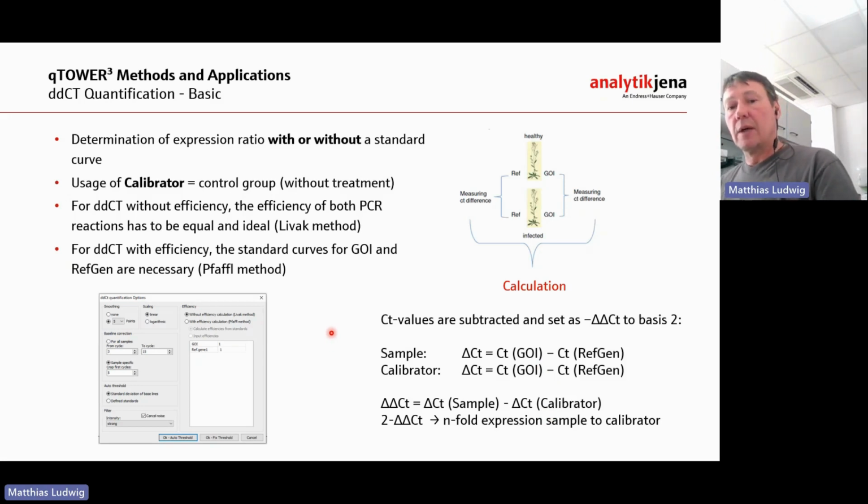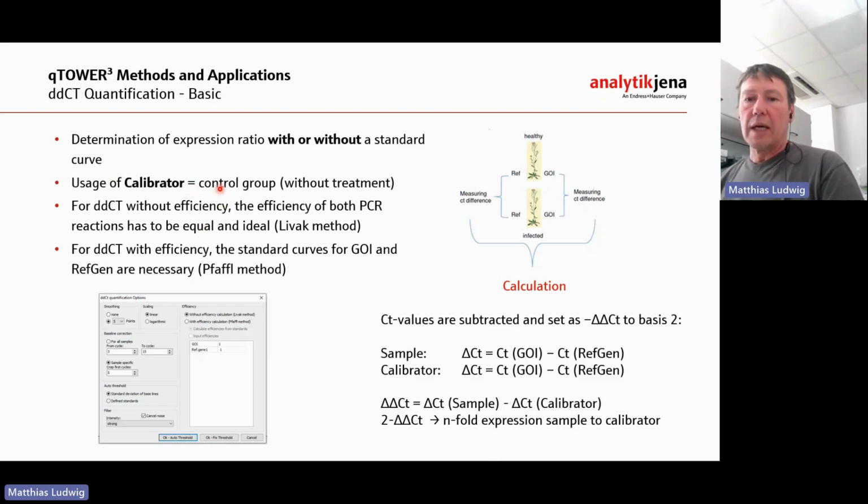You do not directly need a calibration curve here. It is possible to work with a calibration curve, but in principle it's also okay to have a calibrator. This is like a control group, a group without treatment. You have a calibrator for your gene of interest, and you need a calibrator for your gene of reference. The gene of reference is a housekeeping gene. You can also have more than one reference gene, so you can get better results. But if you do not work with a calibration curve, then a calibrator is necessary.